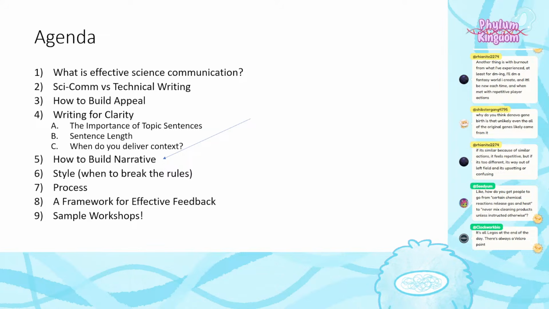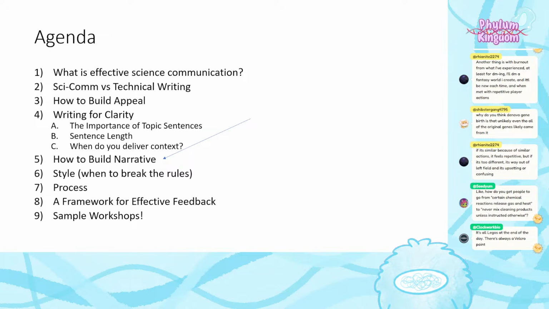Why do you think de novo gene birth is unlikely, even though all those original genes likely came from it? I mean, outside of the very beginning of life, it's just really hard to prove. It's not that it's unlikely, it's just that we don't know how likely it is or was. It's just hard to understand.